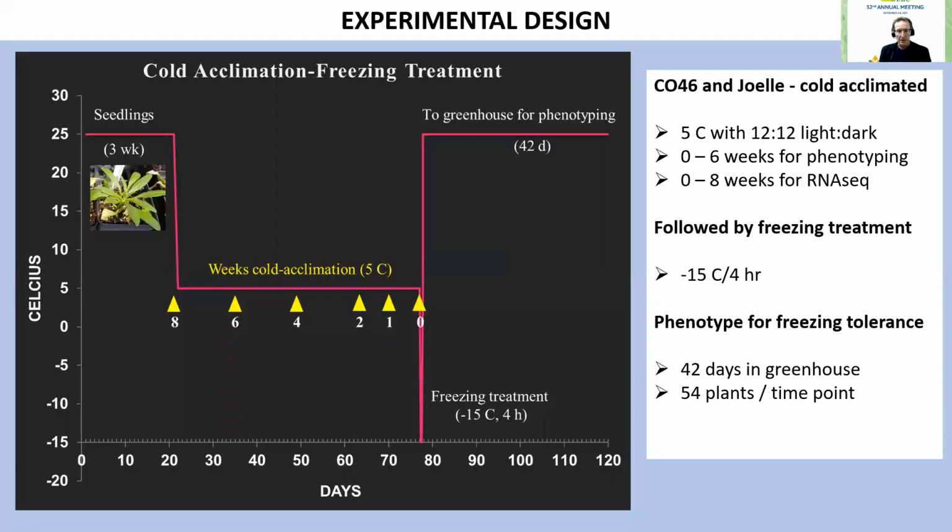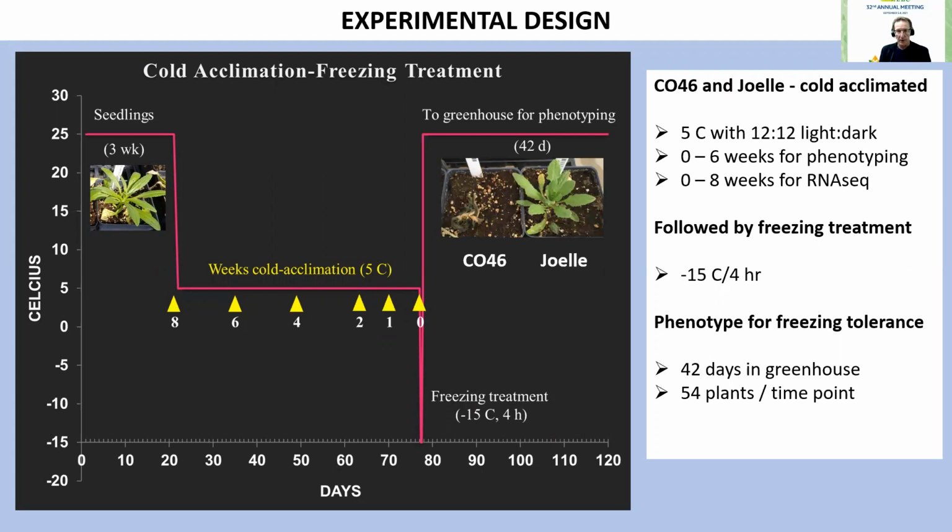Our experimental design starts with exposing 3-week-old Camelina seedlings to cold acclimating conditions at 5°C under a 12-hour light-dark cycle for 0, 1, 2, 4, 6, and 8 weeks prior to subjecting them to an 8-hour ramp down in temperature to -15°C. After a -15°C freezing treatment for 4 hours, the plants are ramped back up to 20°C over 8 hours and then moved to the greenhouse for phenotyping for survival over a 42-day period.